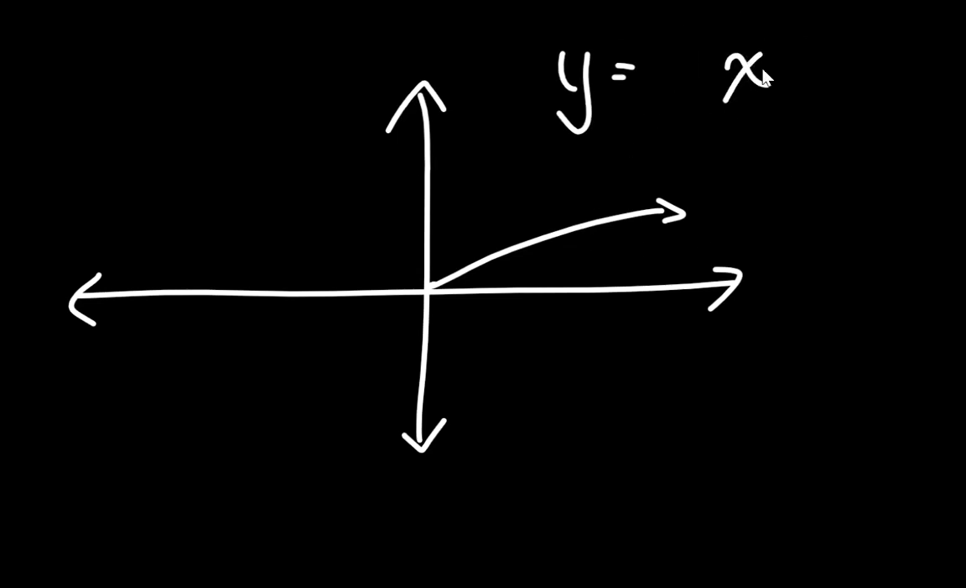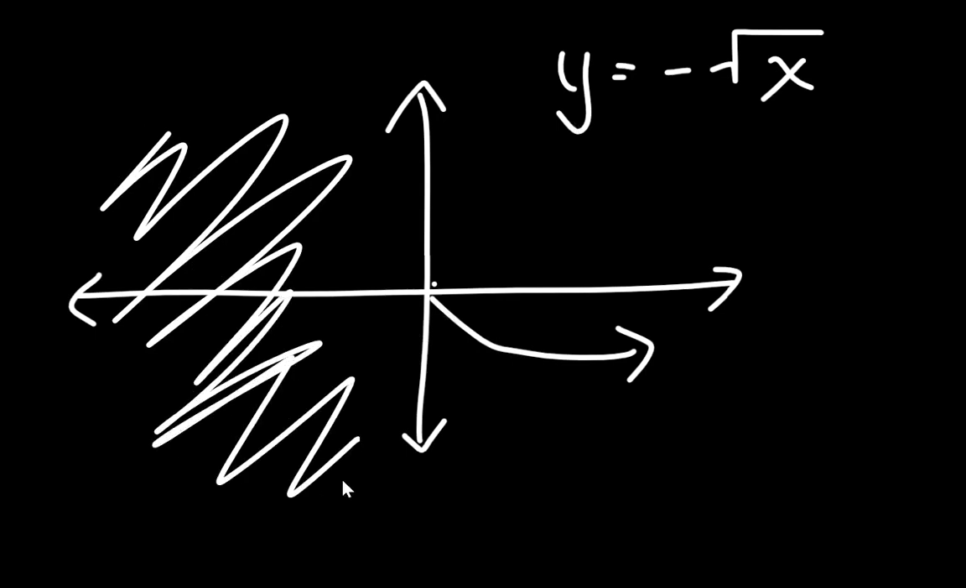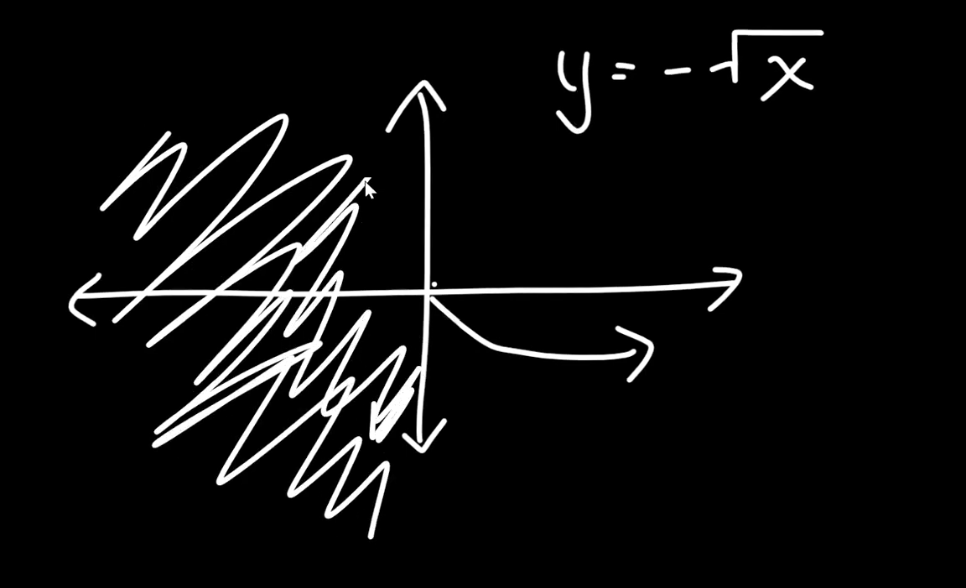However, if it is the negative root, then this function would look like this. Keep in mind that this function never touches where x is negative, so x is never negative in this type of function.